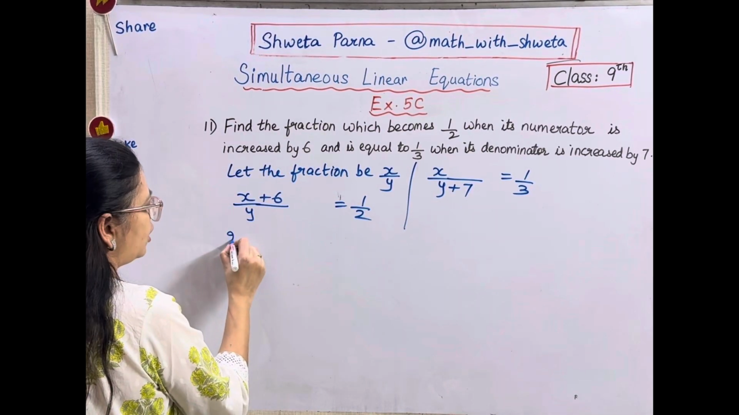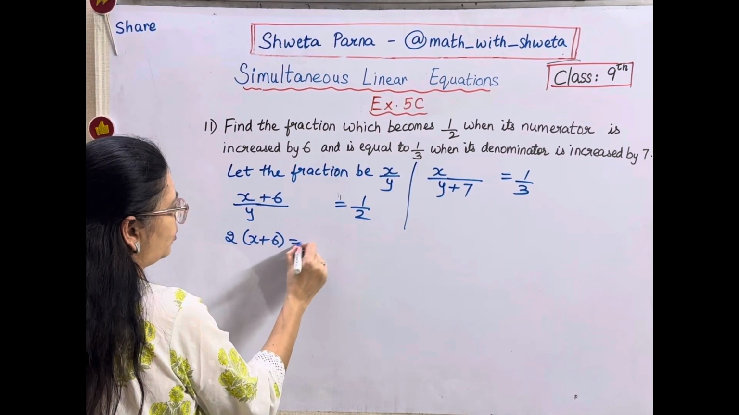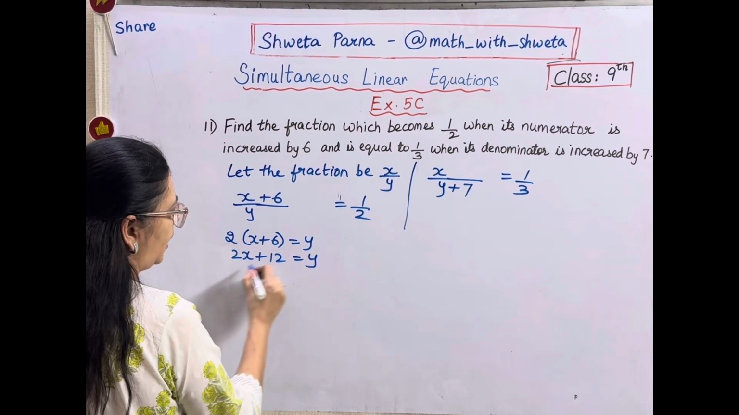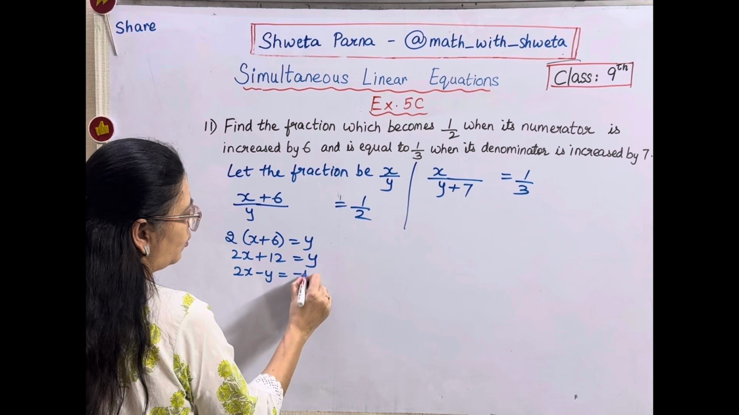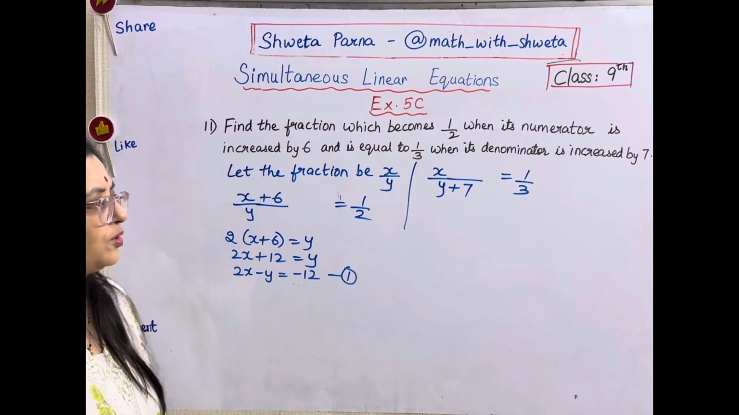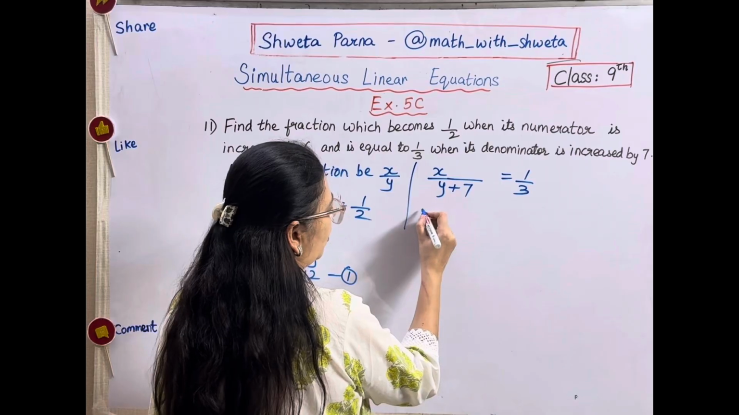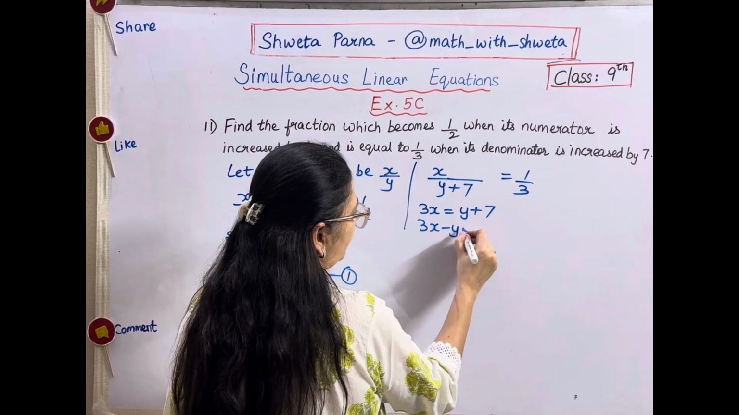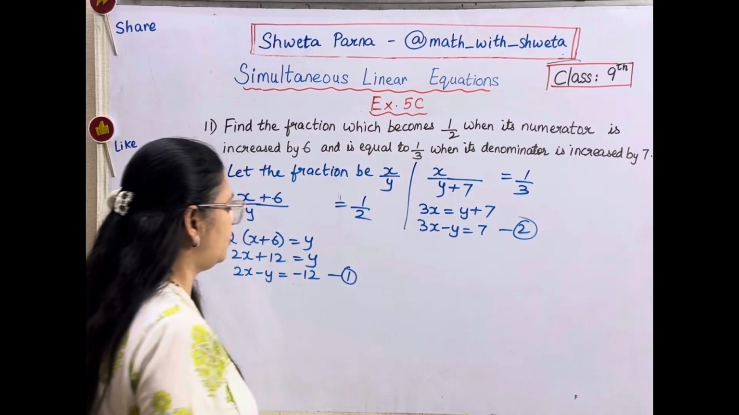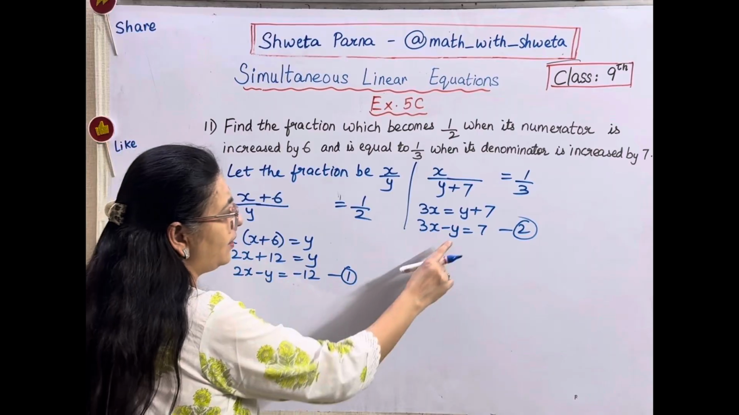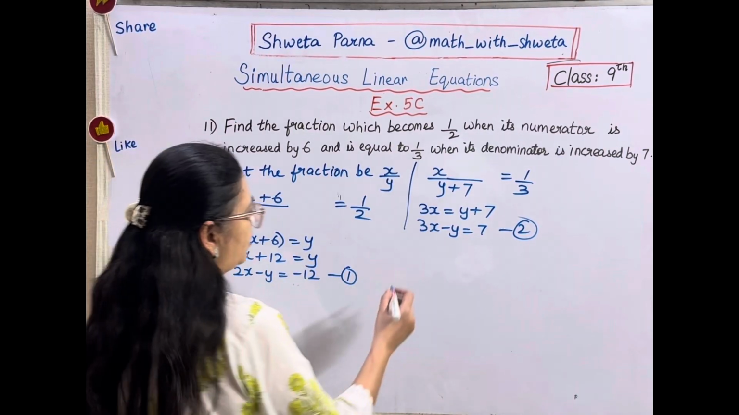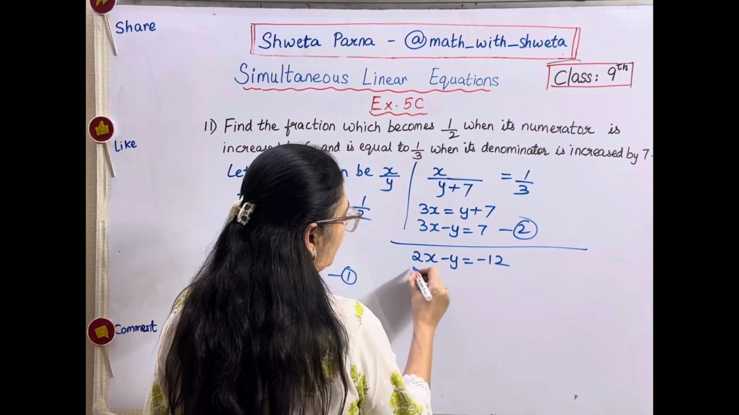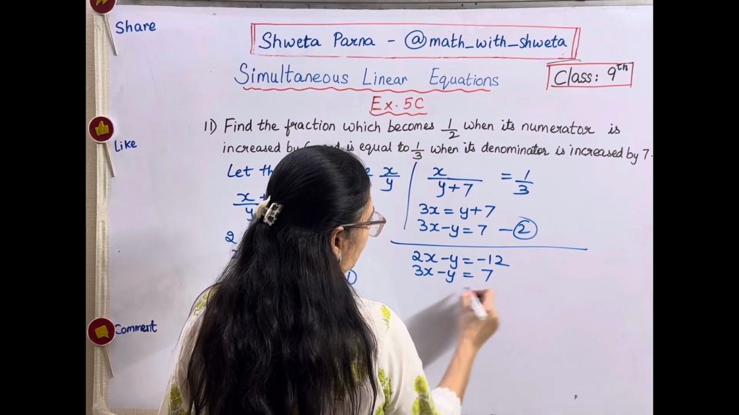Let's cross multiply. 2 into x plus 6 is equal to y. 2x plus 12, 2 into 6 is 12, is equal to y. So 2x minus y is equal to minus 12. This is your first equation. Same way, cross multiply here. 3x is equal to y plus 7. 3x minus y is equal to 7. This becomes your second equation. This is why you can directly use the elimination method. So elimination method: 2x minus y is equal to minus 12, 3x minus y is equal to 7.